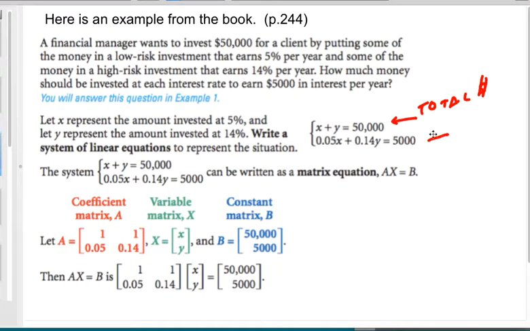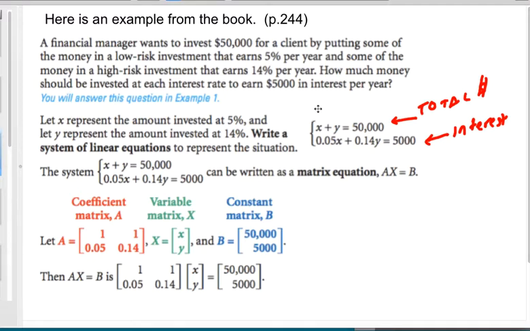And then the second equation is the amount that's interest. You're getting 5% interest on X, so that's 0.05 times X, and you're getting 14% interest on Y, so that's 0.14 times Y, and you want that to be $5,000. So that's your system of equations. Now, if you were going to solve this, I'll be honest, I would probably solve this using either matrices, which I think is the best option here, or graphing. Because it's two variables, it's got decimals, and the numbers are big, I think matrices is the easiest way to solve this.